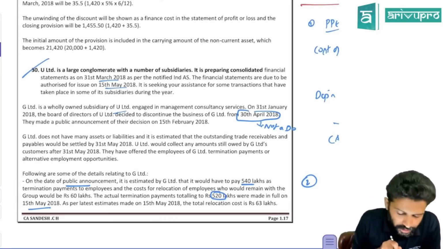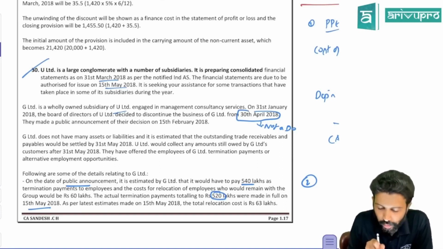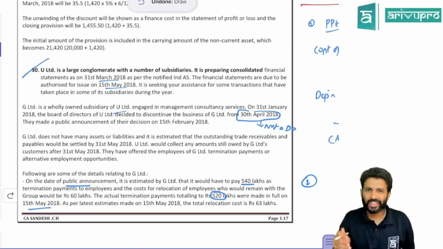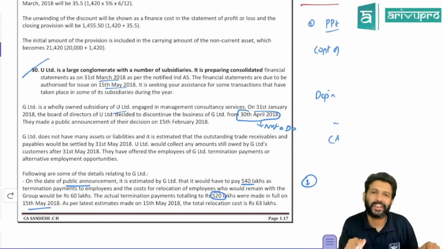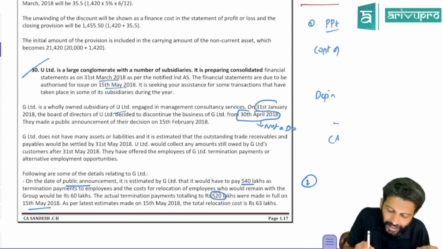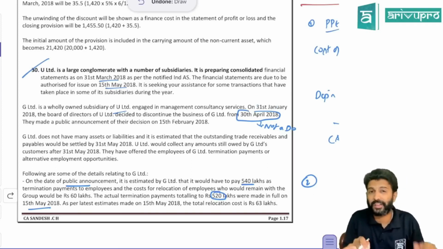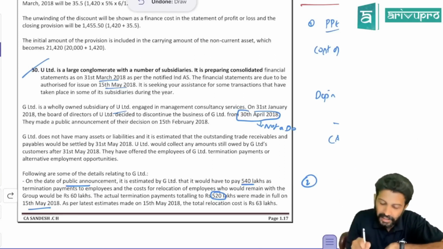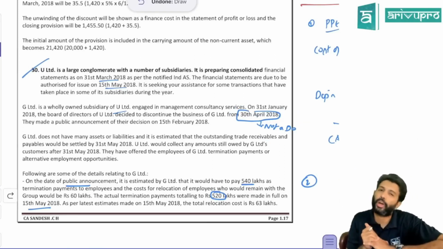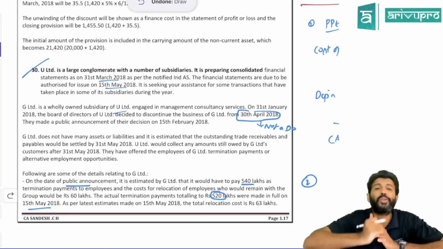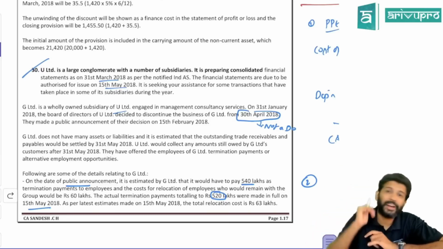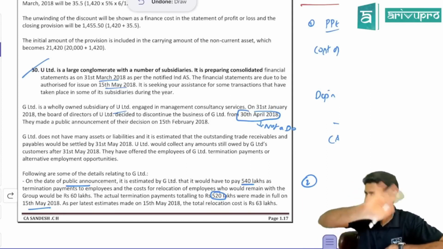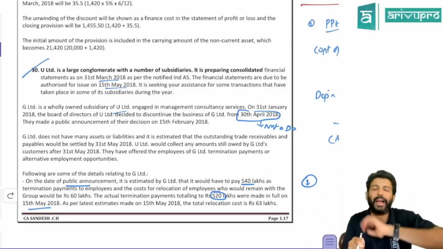Okay. On 31st January, the Board of Directors decided to discontinue the business of G Limited from 30th April 2018. So they decided they will discontinue one of the subsidiaries' operations. They made the plan to discontinue on 31st January, but it will be discontinued only from 30th April. That means only on 30th April you can treat this as a discontinued operation. The day the revenue generating activities get stopped, that day it becomes a discontinued operation. On 31st January, you simply made a plan, right? It is not discontinued. The actual discontinuation happened on 30th April.